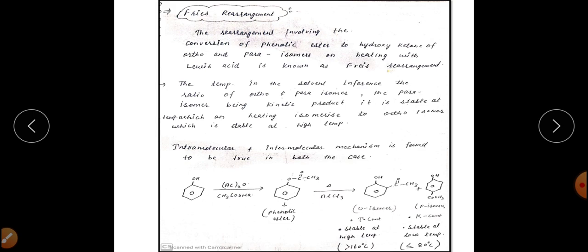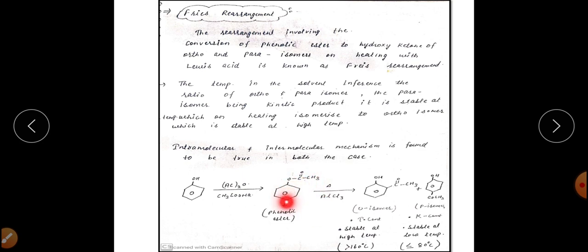Fries rearrangement is basically a reaction of a phenolic ester in which this phenolic ester, on reaction with AlCl3, that is a Lewis acid, will get converted into either ortho substituted or para substituted phenol.